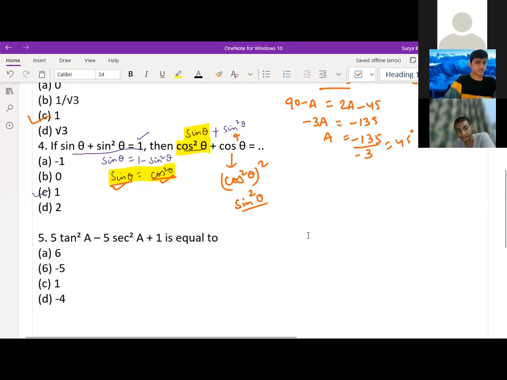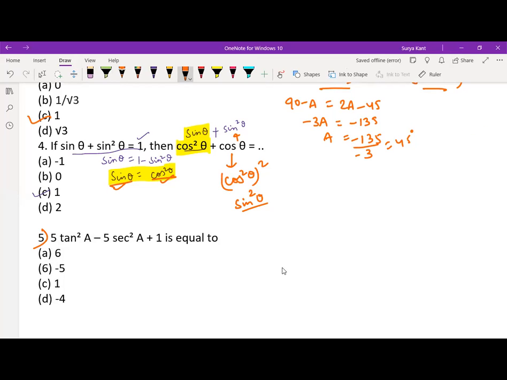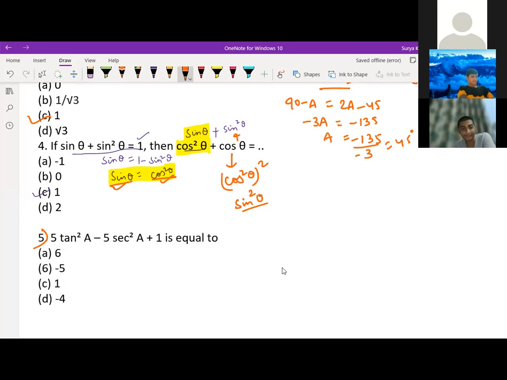Okay, let them solve. 5 tan square a minus 5 sec square a plus 1 is equal to what? Minus 4. Okay, Praharshan, what is your first step? How are you doing this question? Sir, I didn't even start. So how are you thinking to start? Convert this tan into sec. Okay.